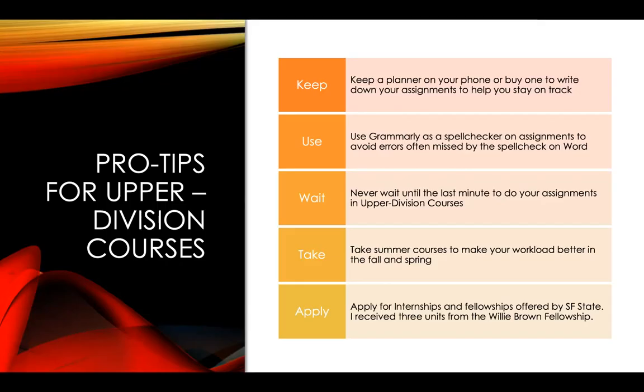Take summer classes to make your workload better in the fall and spring. So I did this myself. I took 2 criminal justice classes over the summer last semester, and that helped me maintain a good work-life balance in the fall and spring and helped me get through my classes. And I also recommend for upper division students, you can do this as an underclassman as well, but apply for internships and fellowships offered by San Francisco State.